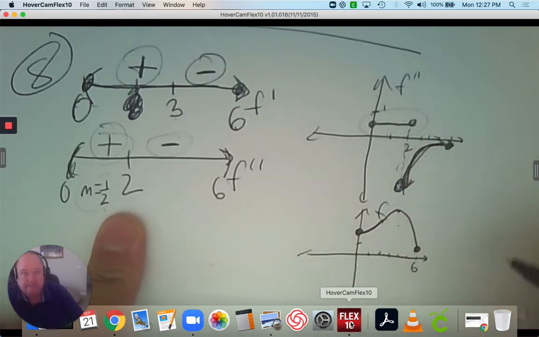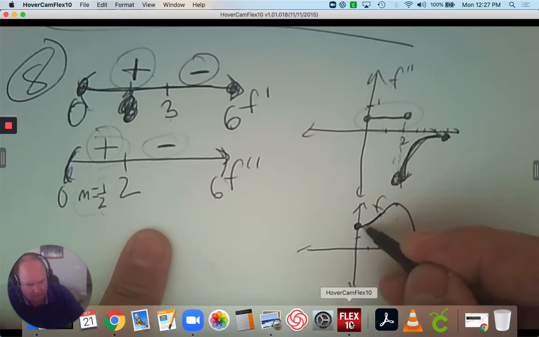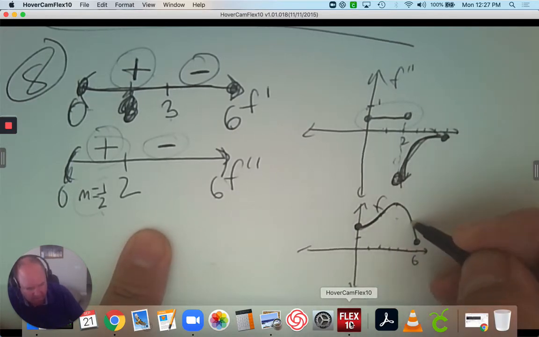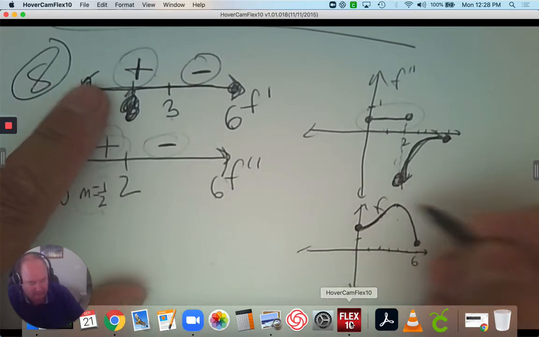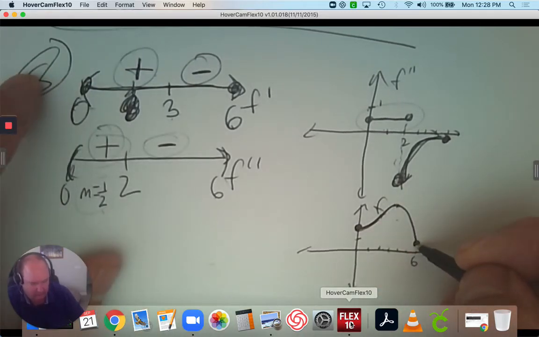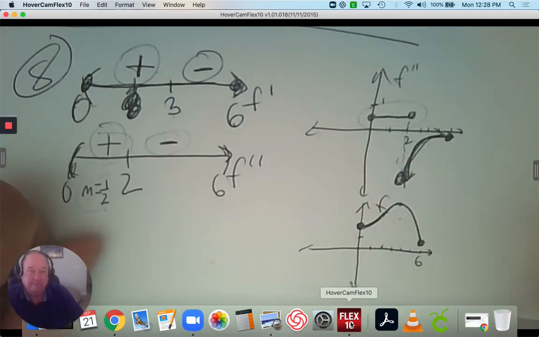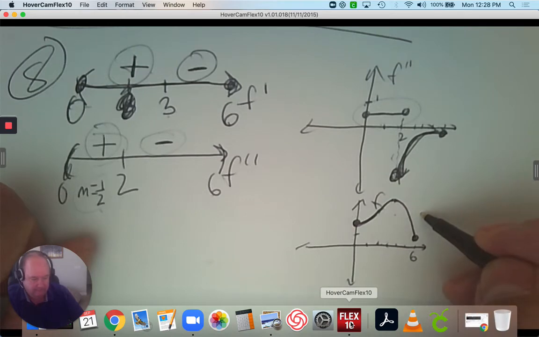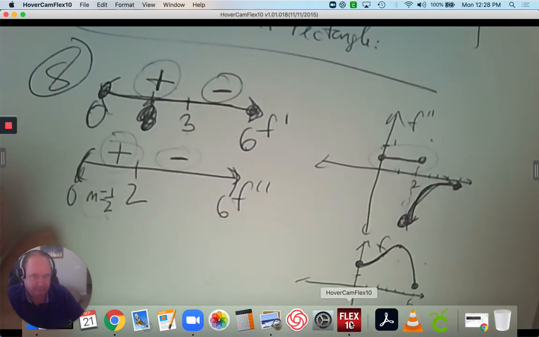So let's just take it one part at a time. From 0 to 2 it smiles, from 2 to 6 it frowns, from 0 to 3 it increases, and then from 3 to 6 it decreases. And at 3 there should be a maximum. So you have the function, you have the second derivative, all based on the first derivative.